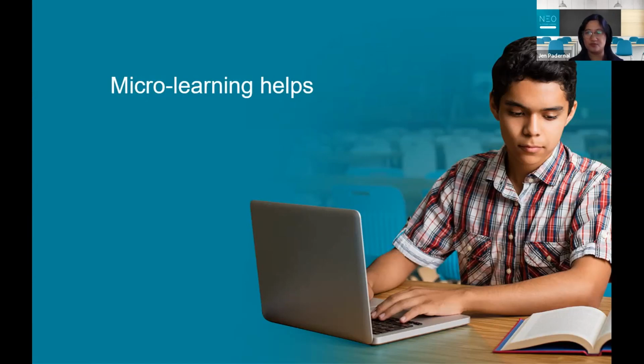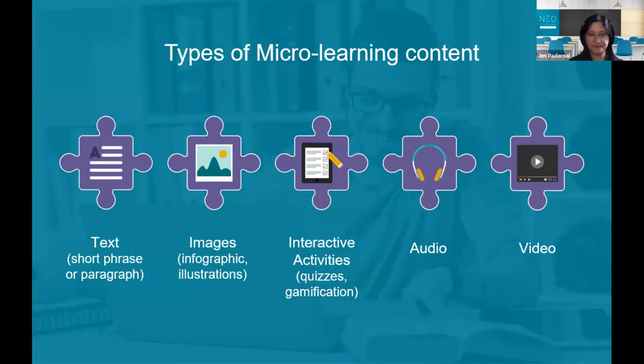So I'm going to be sharing with you some of the types of learning content that you can look at, create, and use. These are some of the types of microlearning content. You can have text, short phrases, or paragraphs, and then you can also have images or infographics that are rich in information already. Illustrations, interactive activities, quizzes, and gamification are also types of microlearning content that we can look at and prepare as teachers. Audio for students who are very auditory, and of course, video for visual students.